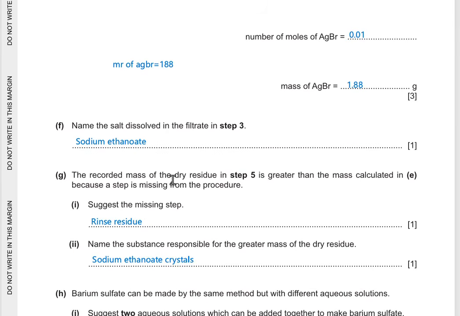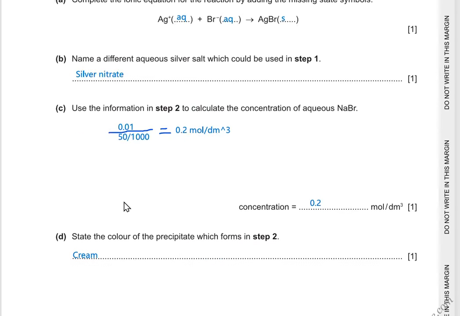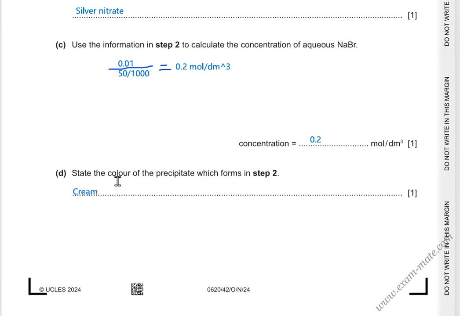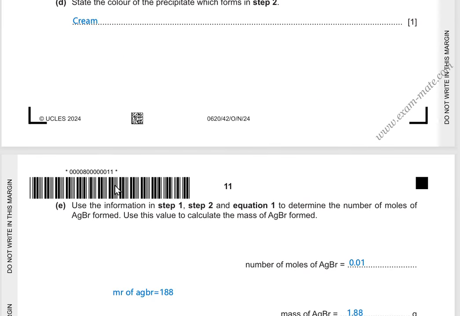The recorded mass of the dry residue in step 5 is greater than the mass calculated in E because a step is missing from the procedure. Suggest a missing step. Here they said dry the solid residue until all the water is removed. Filter the mixture. We have a step missing here, which is rinse the residue. Then you dry it and repeat the drying method until constant mass is achieved, so you are sure that all the water has disappeared.